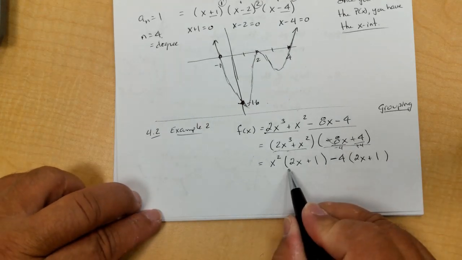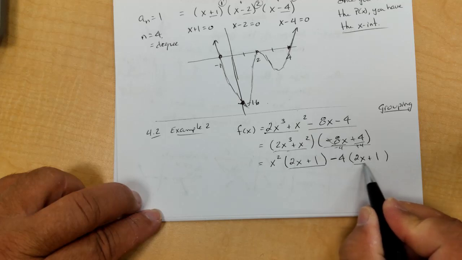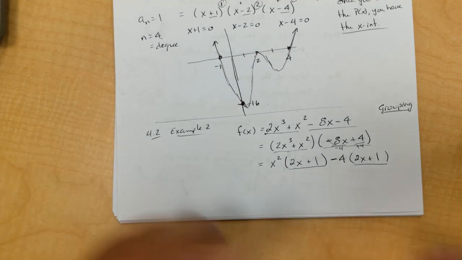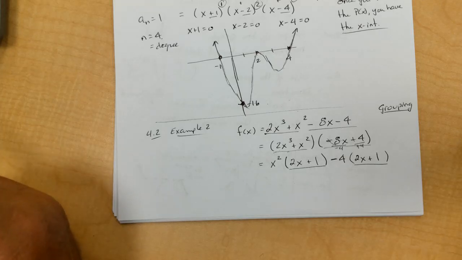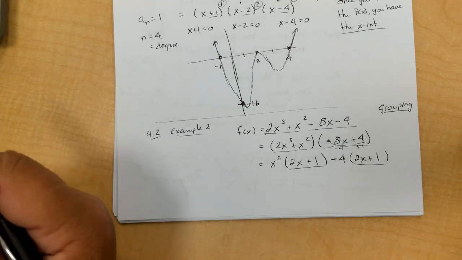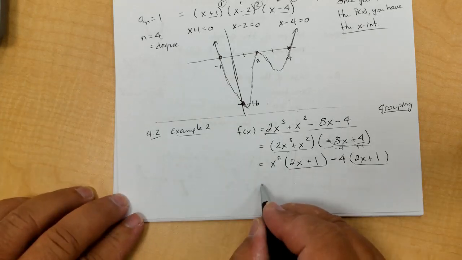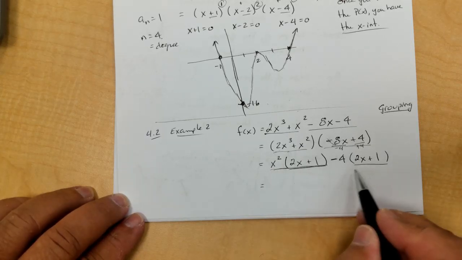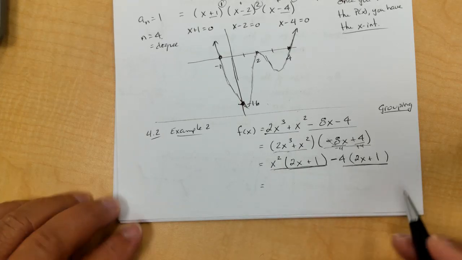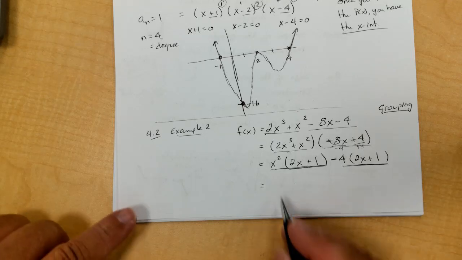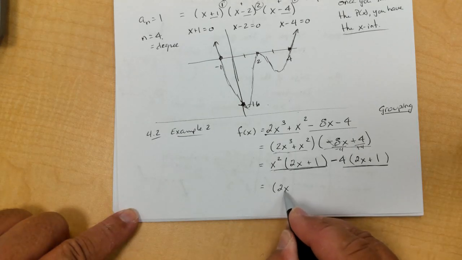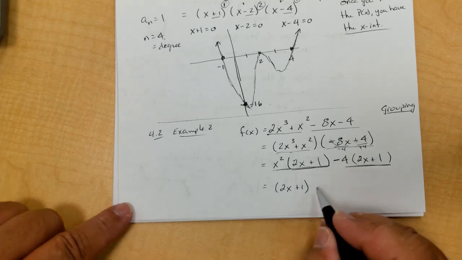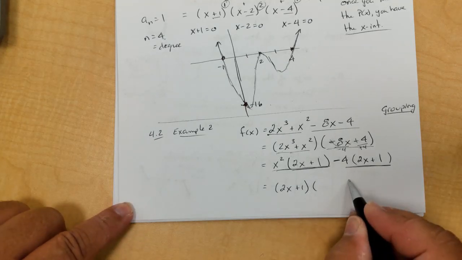Now, only because what we have in these parentheses are the same, we can go further. If these were not the same, we're done. We can't do anything with that. We can't use this method. We can't use grouping. Repeat the process. We have one term here, and we have one term here. What do they both have in common? They both have a 2x plus 1. If I take out the 2x plus 1, what do I have left?